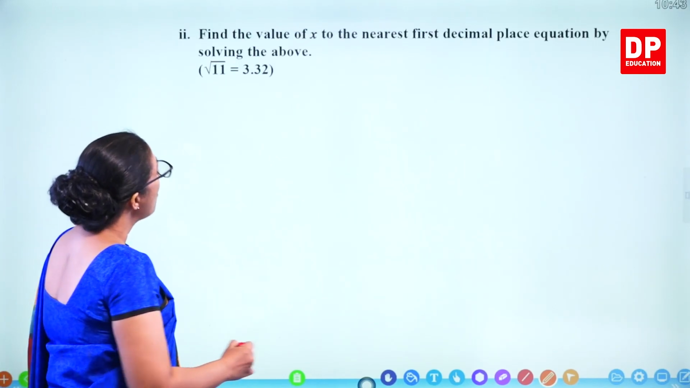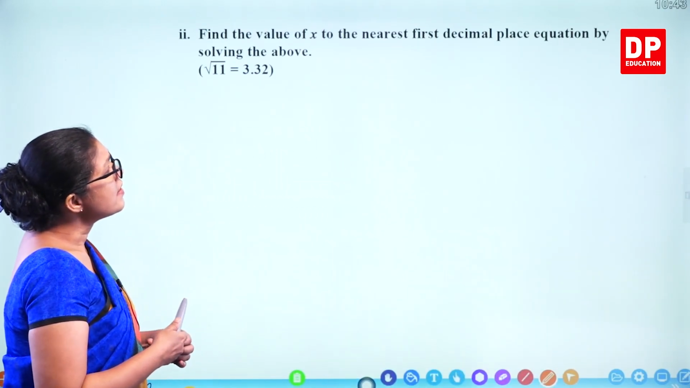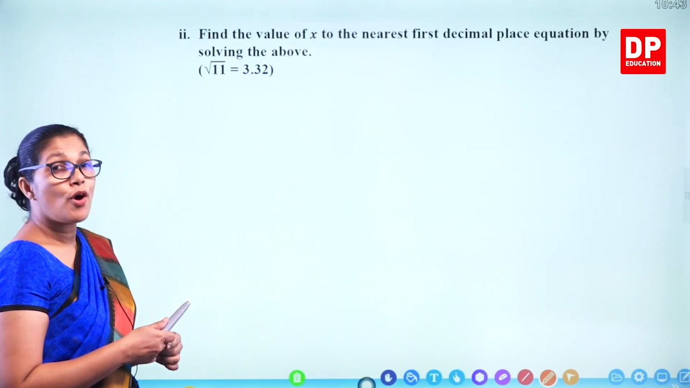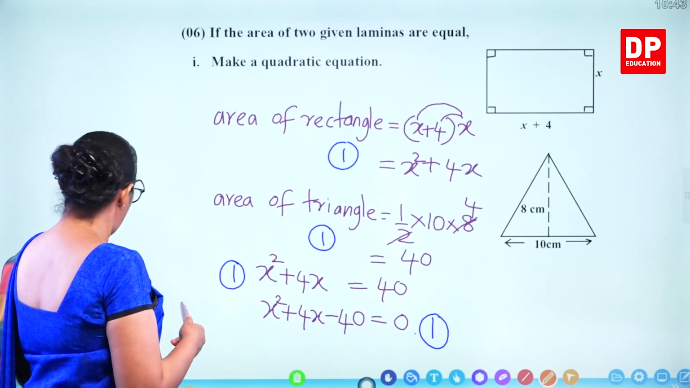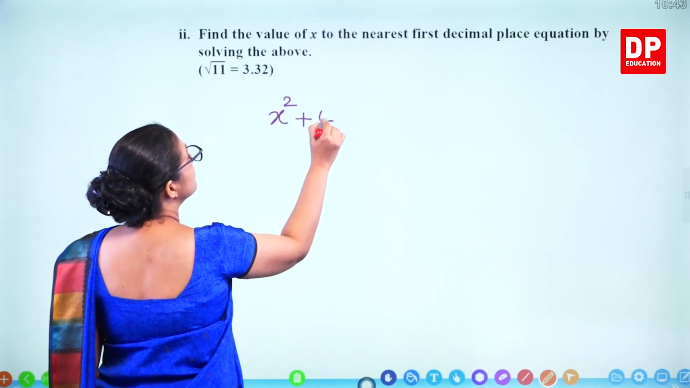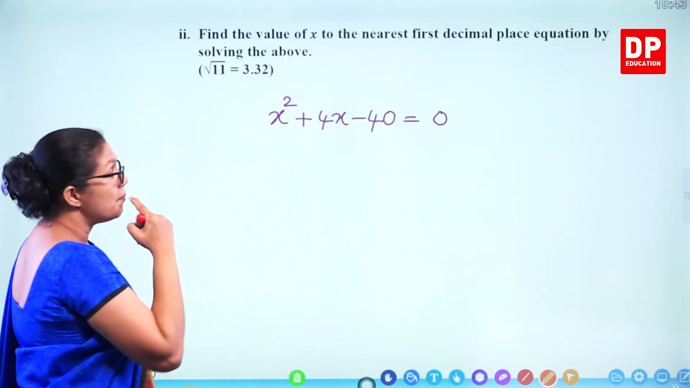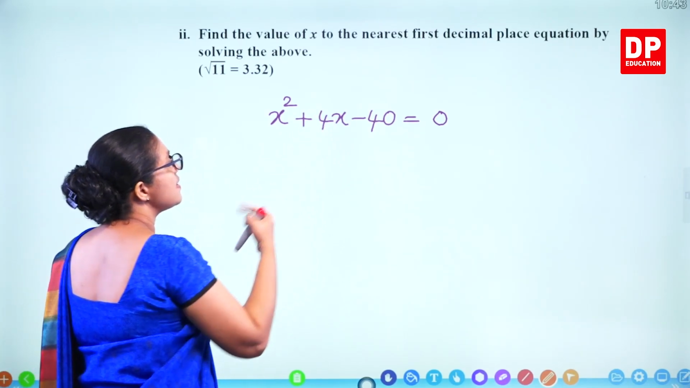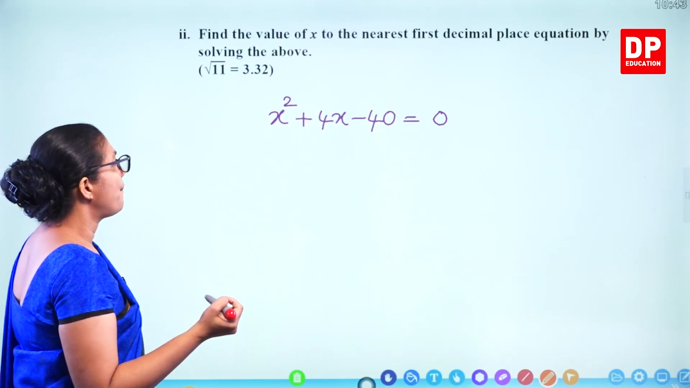Next one, find the value of x to the nearest first decimal place by solving the above equation. Root 11 is 3.32. So what's the quadratic equation you got? x squared plus 4x minus 40. We'll use the completing square method. If the middle term is even, it's easy to use completing square method. If it's odd, use the quadratic formula.